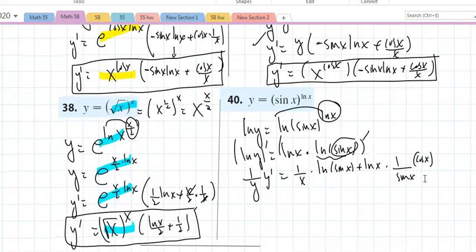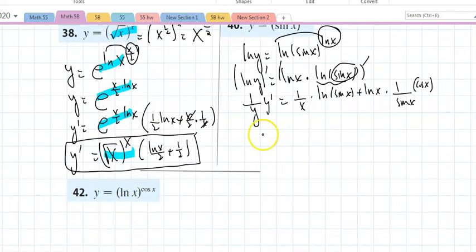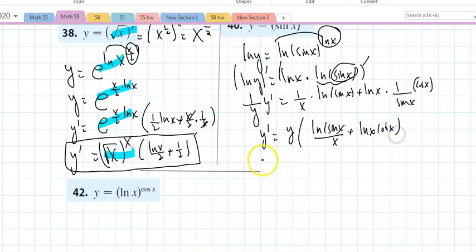So if I actually cross multiply, I'll get y prime to equal y times natural log of the sine of x over x plus natural log of x cotangent of x. And I could say y prime equals, y initially was radical x raised to the x, times whatever that is.